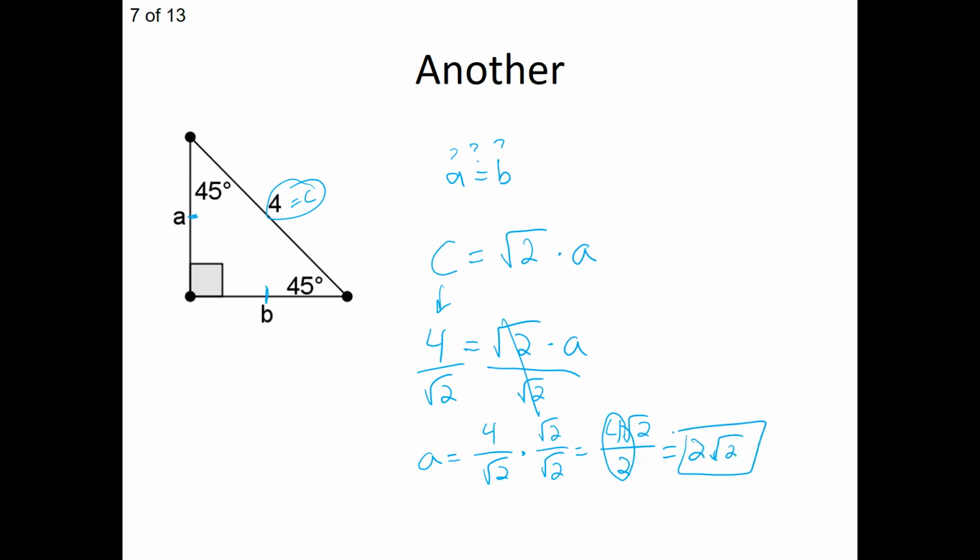Now don't forget what we were just working on. We were working on finding the missing side measure of the legs. And we did it. We found our a value to be 2 root 2. What does that mean about our b value? It's also 2 root 2 because our legs are equal. So there we have it. We worked backward from the hypotenuse to find a missing leg, again using what we proved in our 45, 45, 90 theorem.